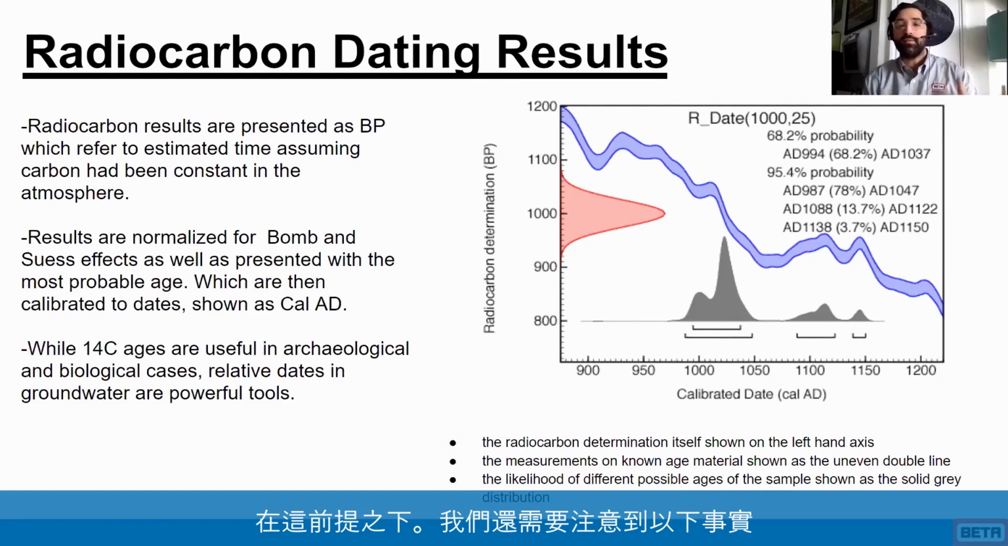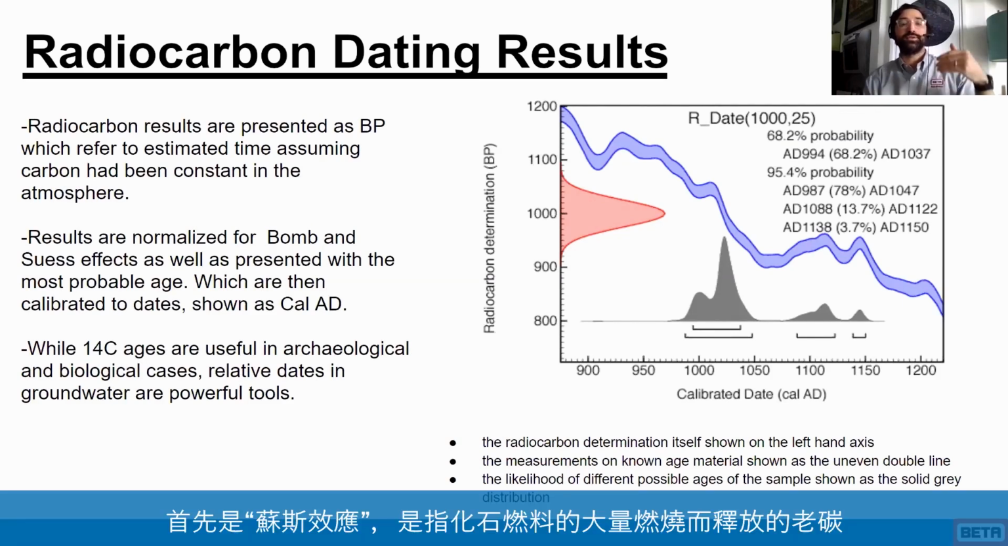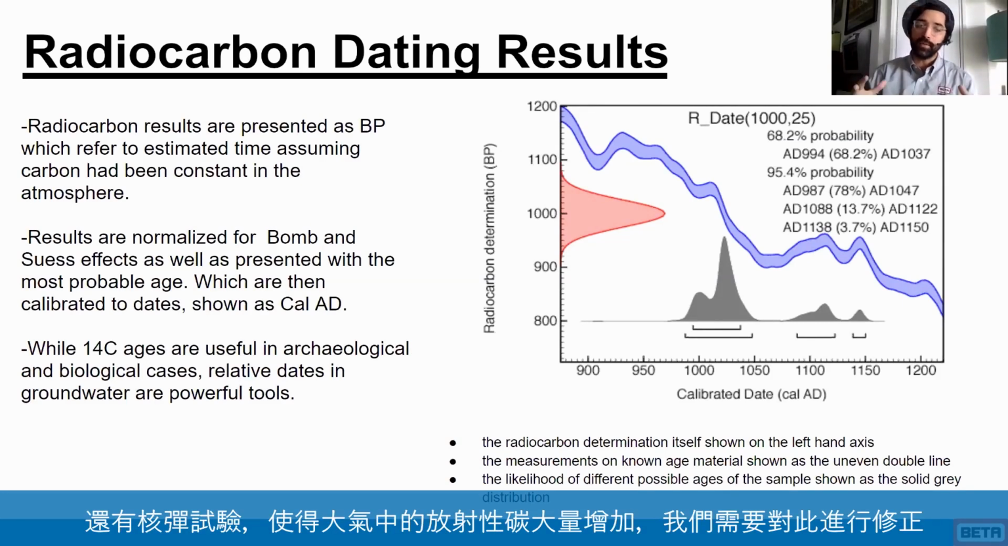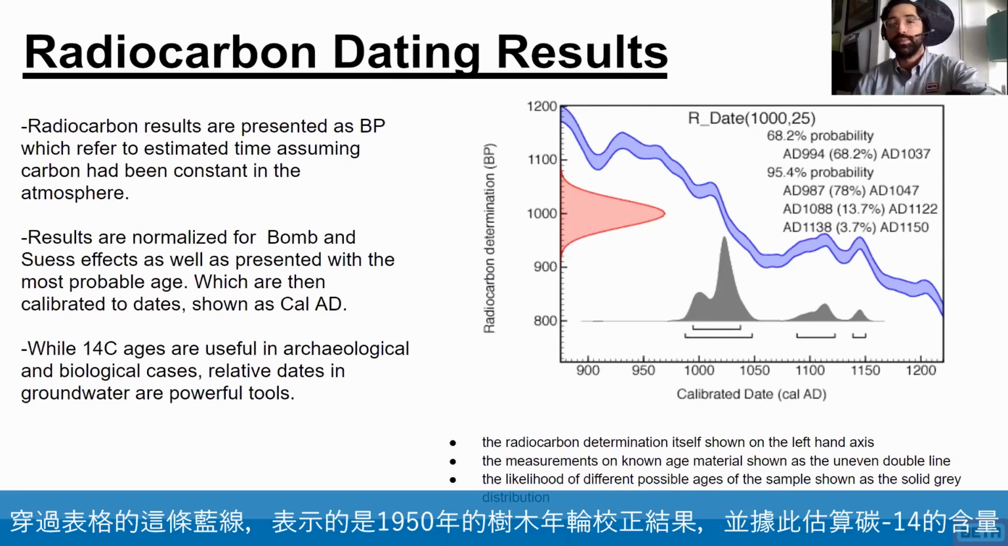Now, once we have that, we have to accept the fact that due to the Suess effect, which is dead radiocarbon being released by fossil fuels, and then also the nuclear bomb tests, which actually brought a lot of active radiocarbon into the atmosphere, we have to make corrections for that. So this blue line that goes across this chart here shows tree ring correction from the 1950s and estimates the amount of radiocarbon present.